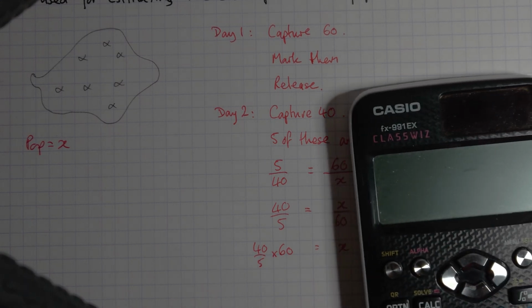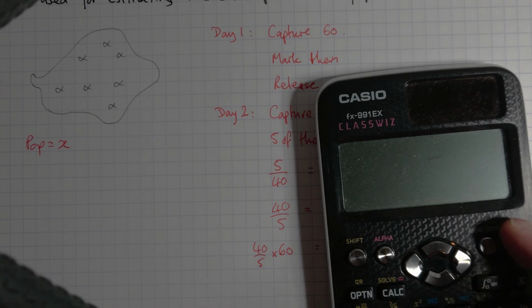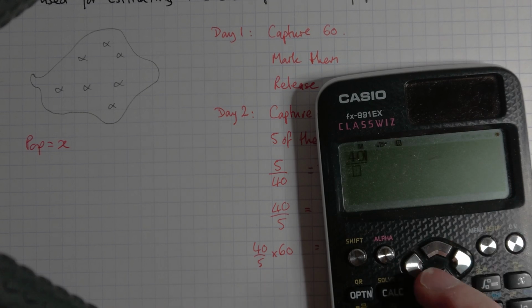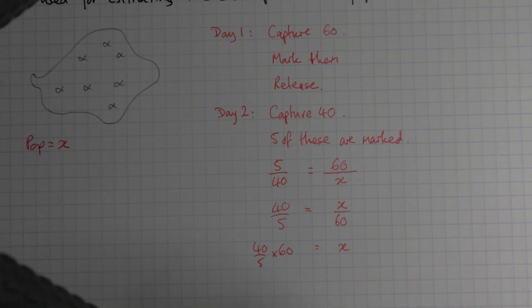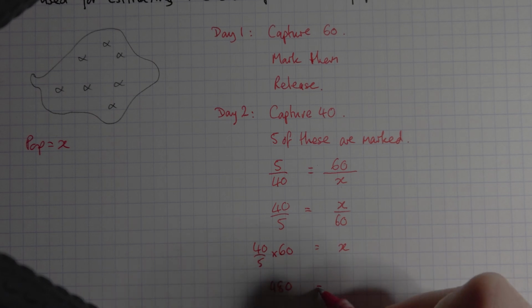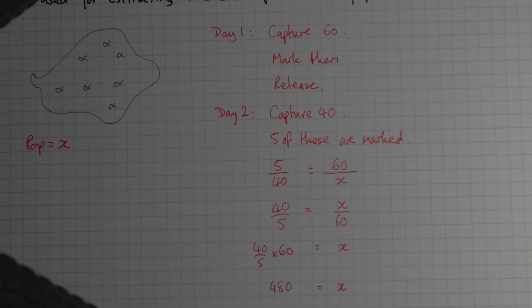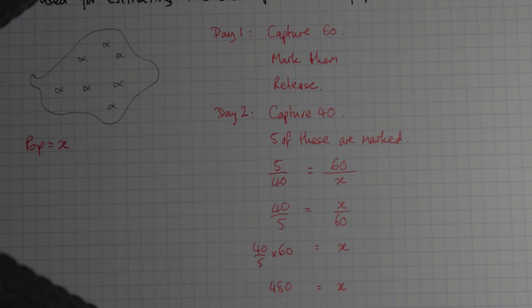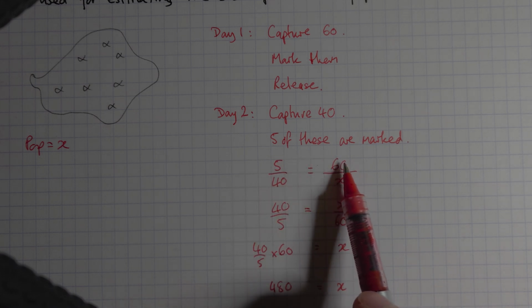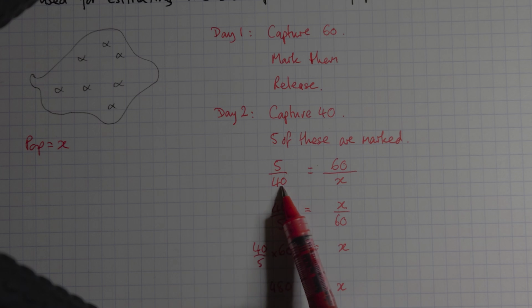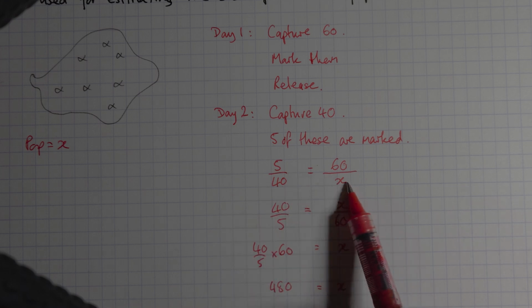So that is 40 over 5 multiplied by 60, and it gives me the answer 480. 480 is my estimate for how many fish are living in this lake. Notice that you could have got that the other way. If you notice the nice relationships between the numbers, I said that to get from here to here it was times by 12, and indeed if you times 40 by 12 you do get 480.